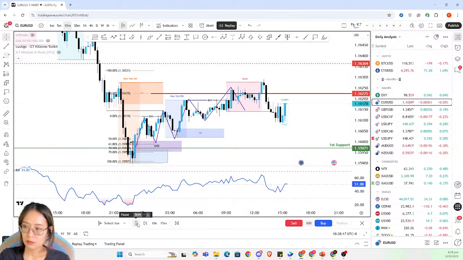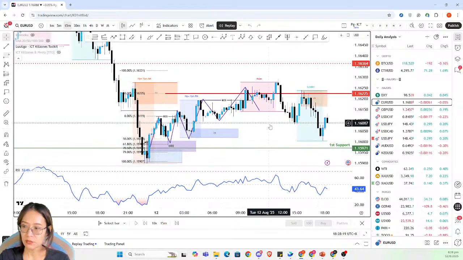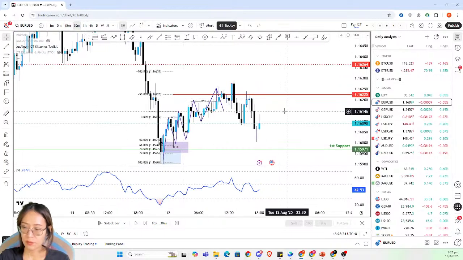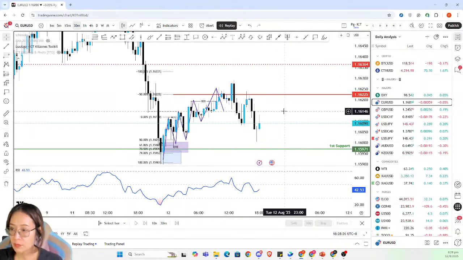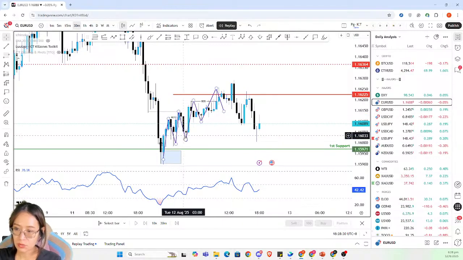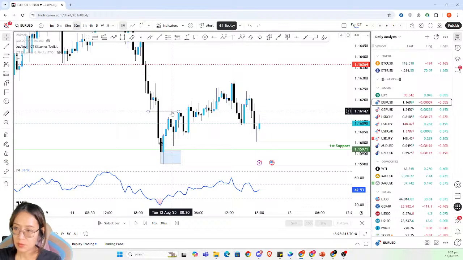Okay, now it's falling, so it hit your take profit. Okay, at 20 pips. That's it. Okay, so this is how you use the ICT. Sometimes you can just adapt it, okay, and make it your own trading strategy.